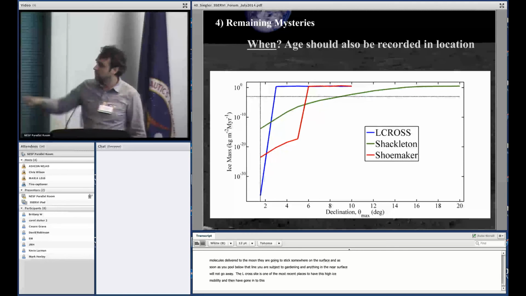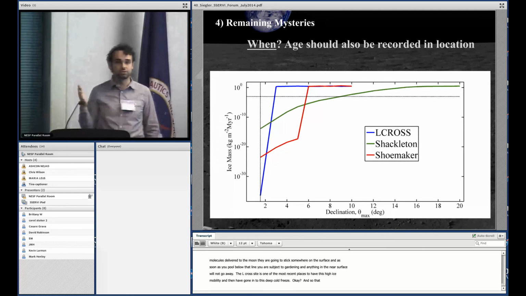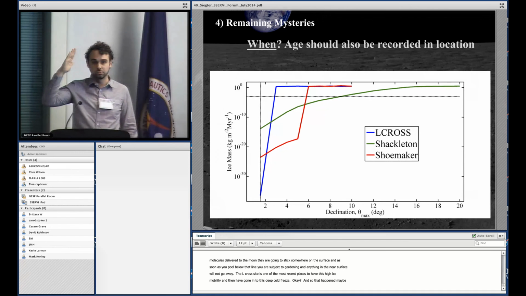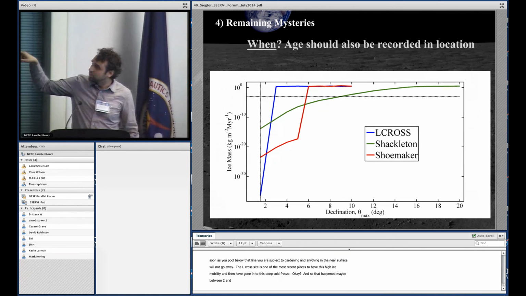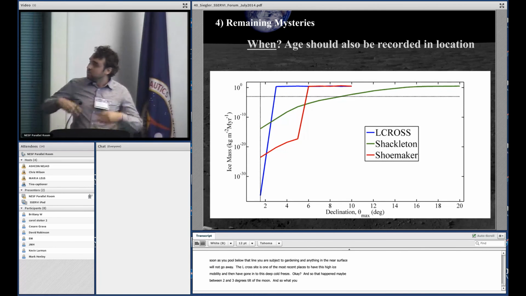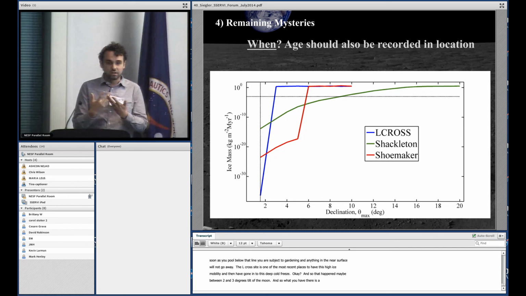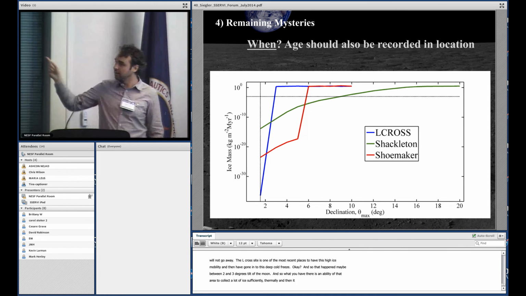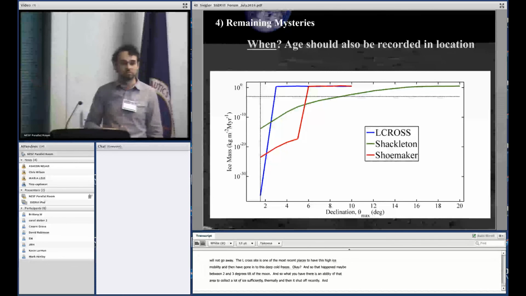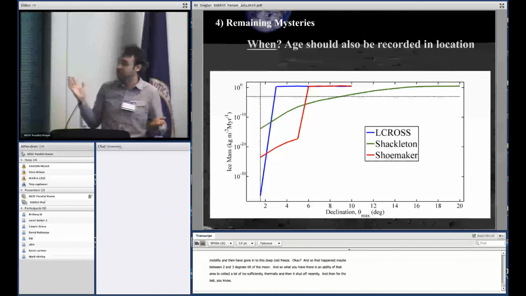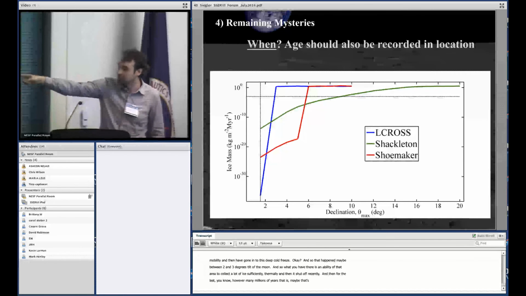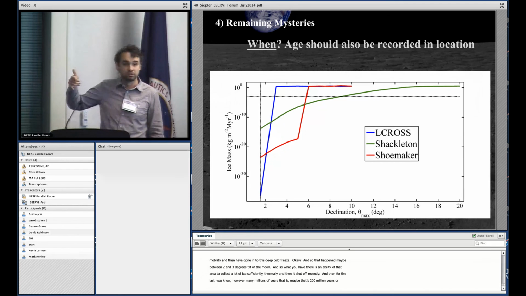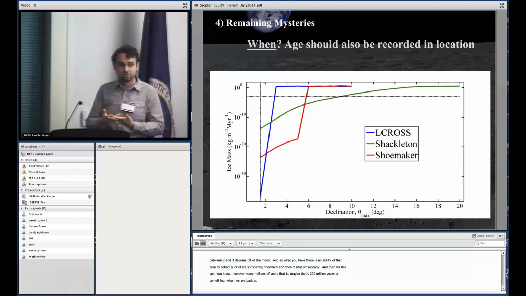And so that happened maybe between 2 and 3 degrees tilt of the moon. And so what you have there is an ability of that area to collect a lot of ice efficiently, thermally, and then it shut off recently. And then for the last, however many millions of years that is, maybe 200 million years or something, when we're back at 3 degrees tilt, you've been gardening the surface.